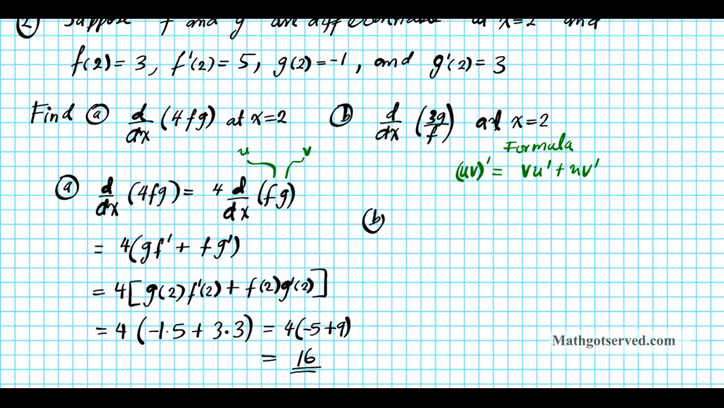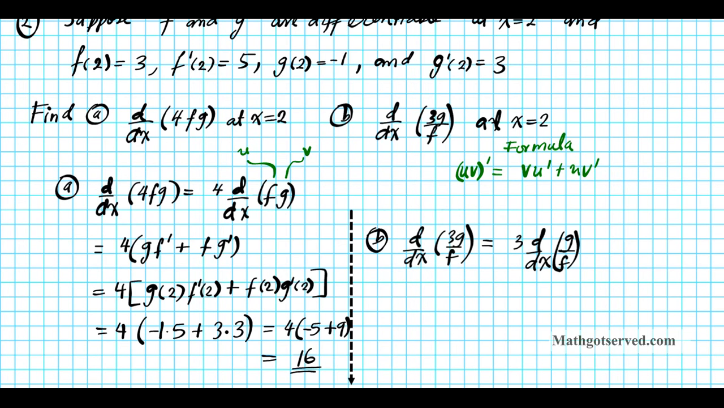Now let's do the B part. Let's partition our workspace so we don't get mixed up. For the B part, we're looking for the derivative d dx of 3g over f. In this case, we can use a constant multiple rule and factor out 3, so 3 times the derivative of g over f. Alright, so what formula are we going to use here?